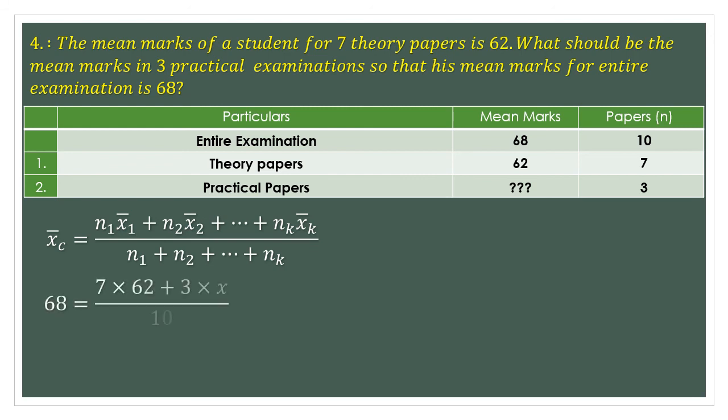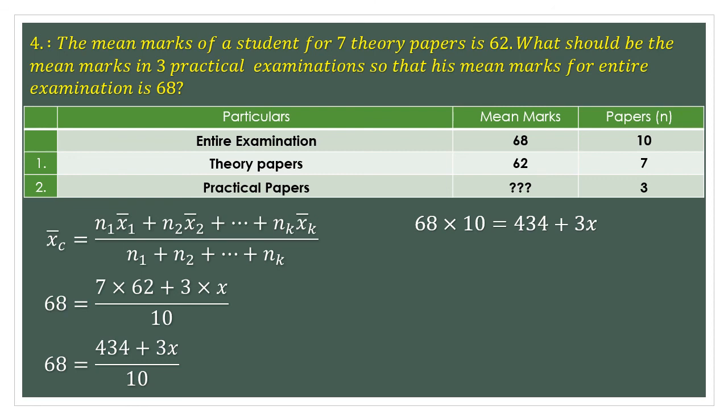I will put the values here. The combined mean, that is the entire examination mean marks, is 68. The first group is 7 into 62. The second group is 3 into x. x we are supposed to calculate. Divided by the total number of papers, those are 10 papers. Now next step, I am going to multiply the numerators. So 434 plus 3x. Next step, I am going to multiply the denominator 10 to the opposite side, 68. So 68 into 10 will be 434 plus 3x.